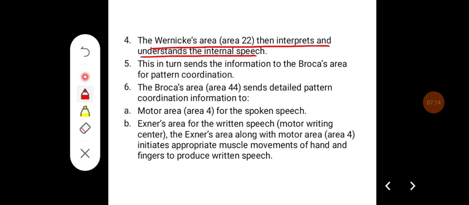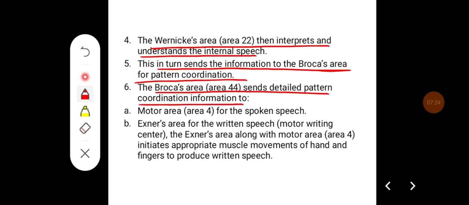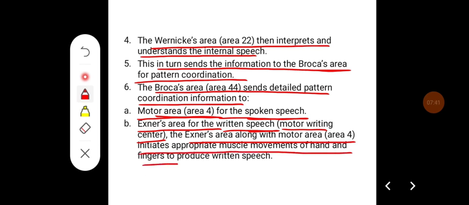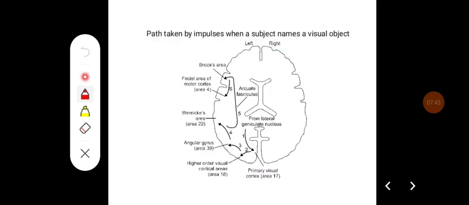Then in turn it sends information to the Broca's area for pattern coordination. The Broca's area, that is area 44, sends detailed pattern coordination information to the motor area 4 for the spoken speech and Exner's area for the written speech, that is the motor writing center. The Exner's area along with motor area 4 initiates appropriate muscle movements of hand and fingers to produce written speech. So this is the path taken by the impulses when a subject names a visual object.